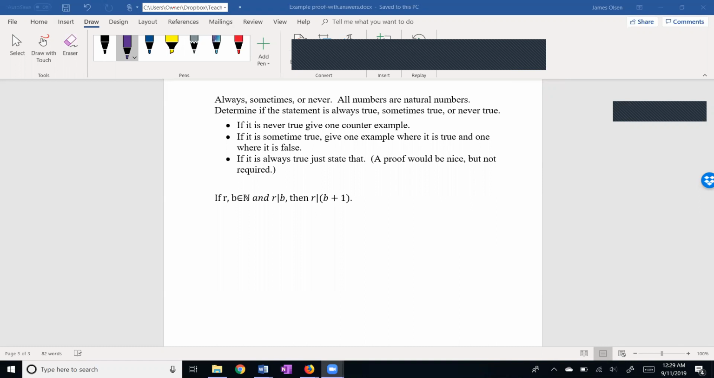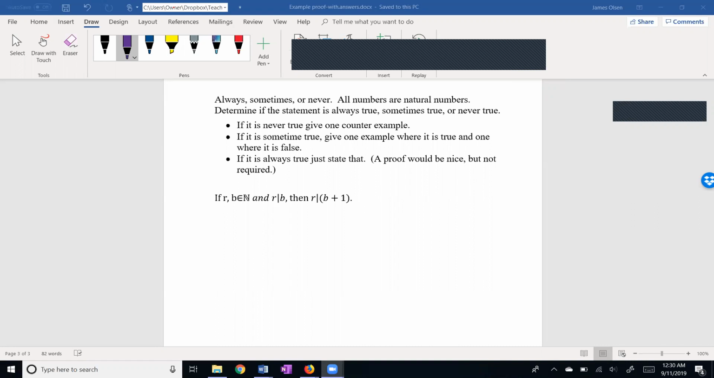So here's our statement. I have two natural numbers. The first number, R, divides evenly into B. The conclusion is that R divides evenly into B plus 1. First thing you want to do, it's almost like a true-false question, is you want to try to prove it false. If you can prove it false, that's great. So let's take an example here.